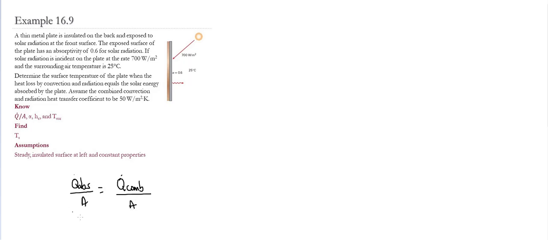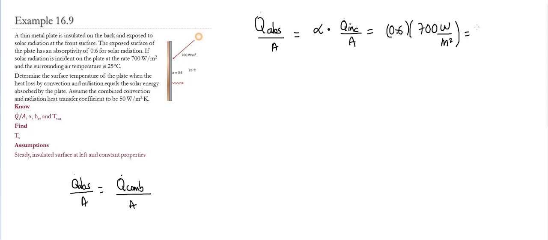So let's start by calculating what is this quantity, the amount of heat that is being absorbed per unit area. That is simply equal to the amount of absorptivity times the value of the heat transfer incident over surface area. So we have that to be simply 0.6 times 700 watts per meter square, and we find that to be 420 watts per meter square.